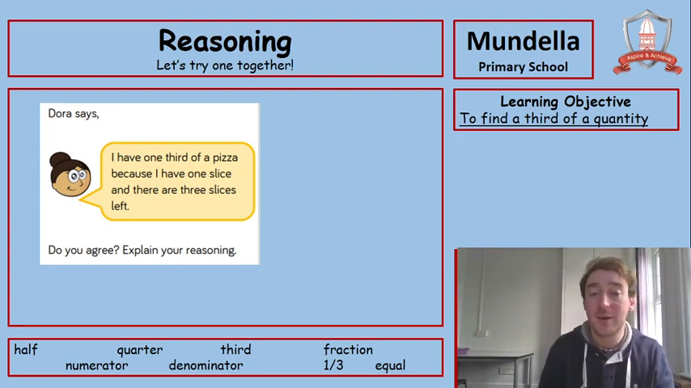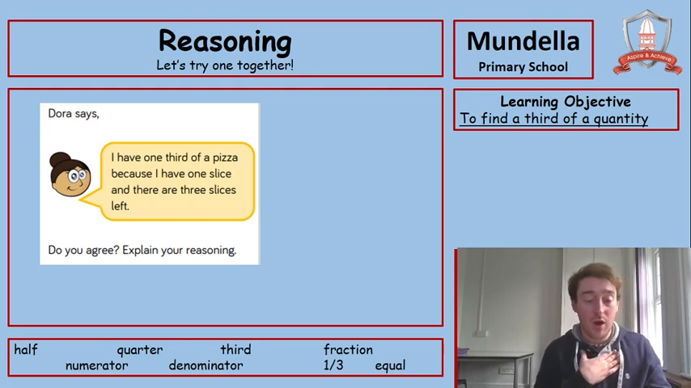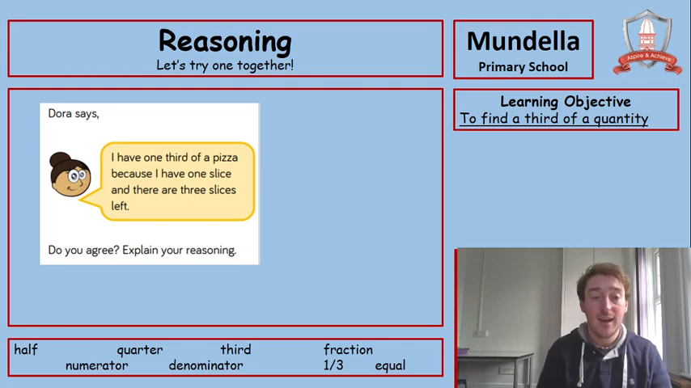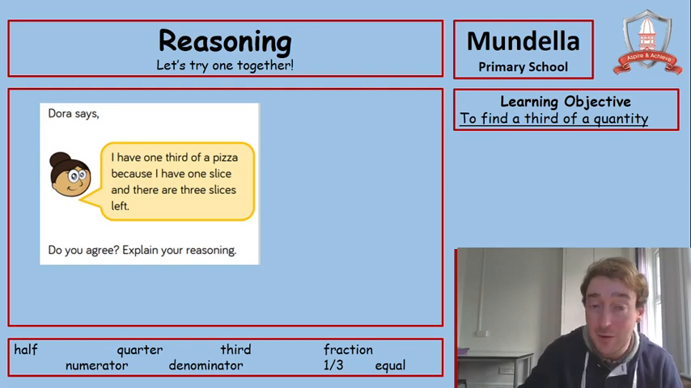How many slices were there in the first place? Well, if Dora's got one and there are 3 others, that must mean there are 4 slices. Do we find a third by splitting things into 4? No, that's how we find a quarter. And even then it has to be equal. So this is how I would explain it.